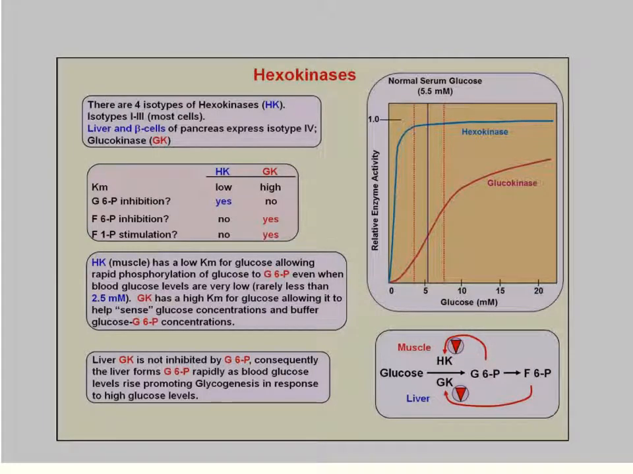Okay, so the enzymes that are used by the liver and by the muscles to convert glucose into glucose 6-phosphate are slightly different. The muscles use a hexokinase, and the liver uses a special hexokinase called glucokinase. There are 4 isotypes of hexokinase, and most cells will use 1 through 3, but the liver and the beta cells of the pancreas use isotype 4. Isotype 4 is called glucokinase.